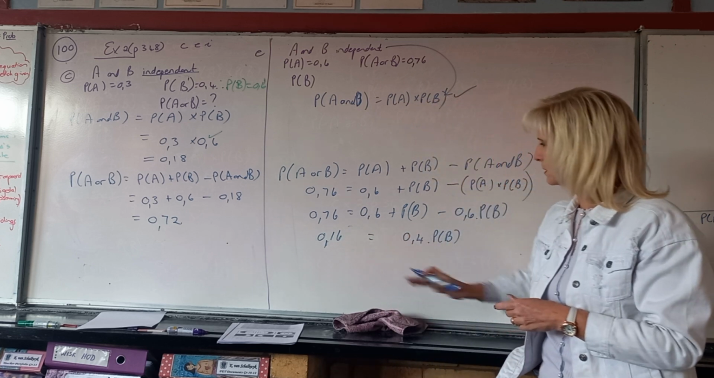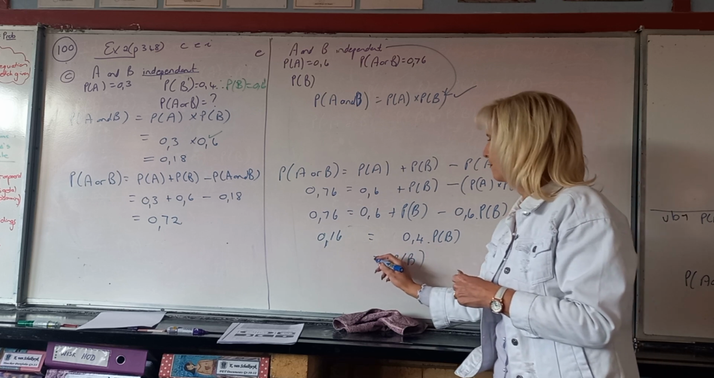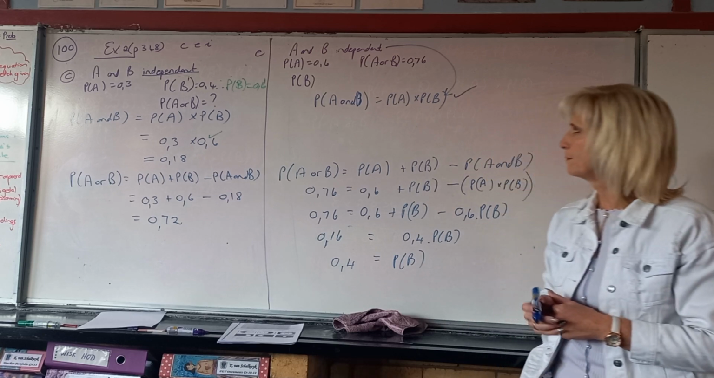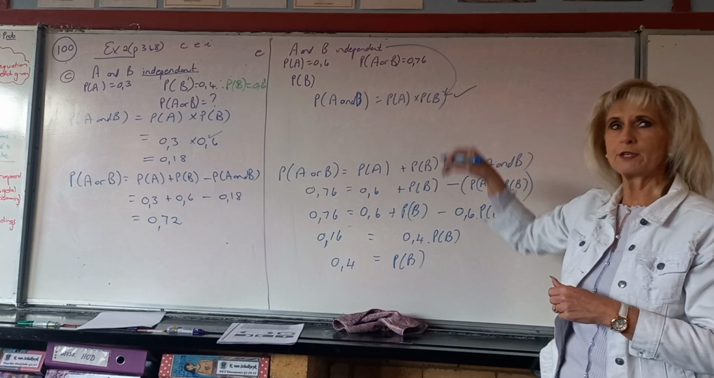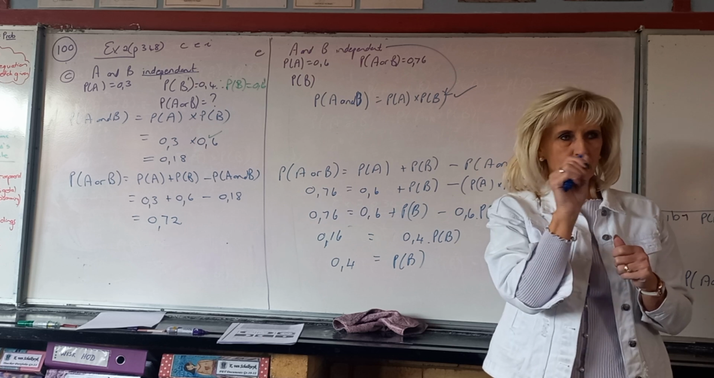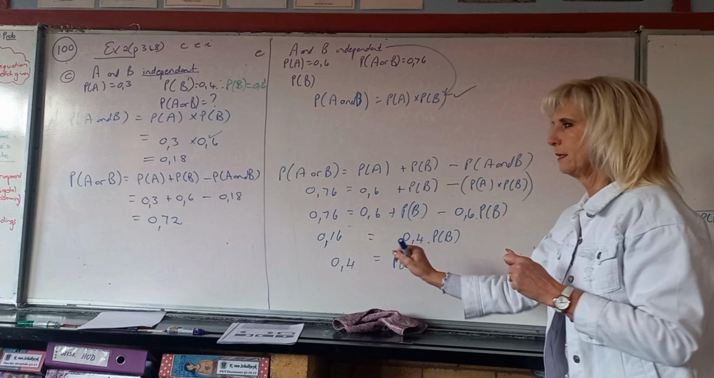And then to find your answer, divide by 0.4. And how much is that? 0.4. The question was to find the probability of B, just make sure. That's why I taught you, when you're inside a question, highlight the question. What was the question? P(B). Did I find P(B)? Yes, I did.